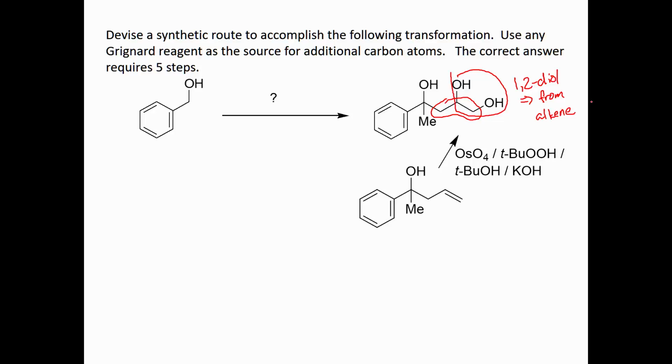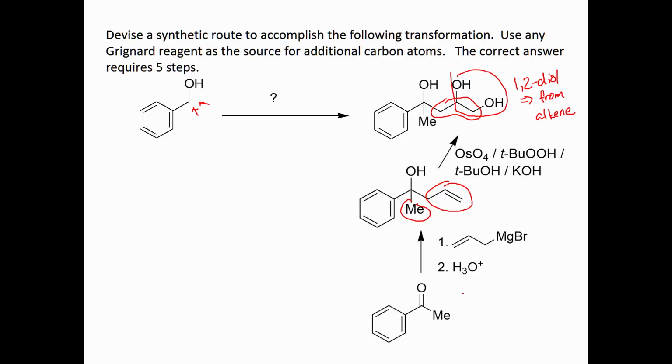It looks like what we're basically doing is adding a methyl group and an allyl group to that carbon right there. All right, and we know how we can add Grignard reagents to ketones to do that. All right, so let's just imagine we're going to add the allyl group last, and that's pretty easily doable by just adding it to this ketone. How do we add the methyl group? Okay.